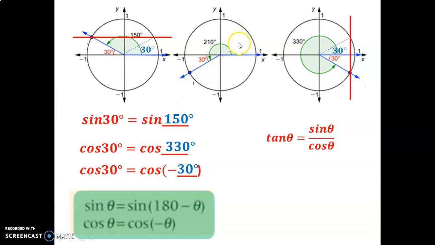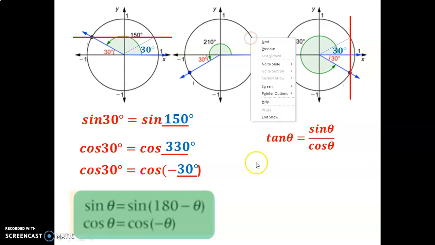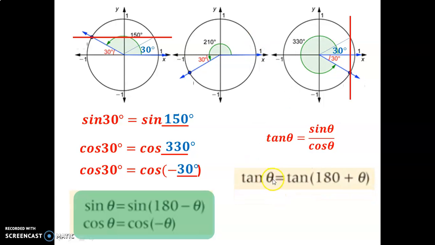So the rule for tangent then is, if you have some angle, the tangent of that angle is equal to tangent of 180 plus that angle. So in other words, if you had an angle here, you would have to go 180 degrees, halfway around, to get somewhere in this quadrant to get another positive tangent value, or equal one. So that's the rule for tangent. Those are three rules.